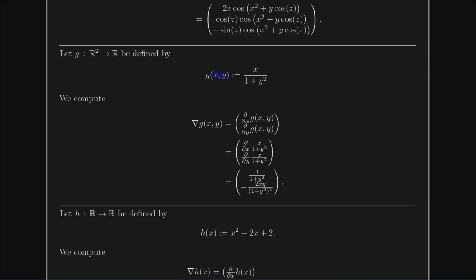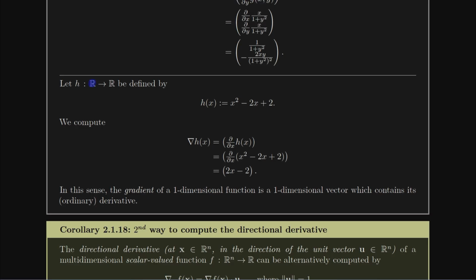Let's look at another example, this one in 2 dimensions. So there are 2 inputs, x and y, which means that our gradient vector will only have two entries, it'll have partial x and partial y. In this case, if I take partial x of x over 1 plus y squared, I will get 1 over 1 plus y squared. If I take partial y of x over 1 plus y squared, I will get negative 2xy over 1 plus y squared squared. And then finally, I've provided an example where technically you can call the gradient the same thing as the derivative in one dimension, right? So if I take a one-dimensional function, x squared minus 2x plus 2, and I compute the gradient, this is technically the vector with a single input, and then the output will just be the derivative in the x variable, in this case 2x minus 2.